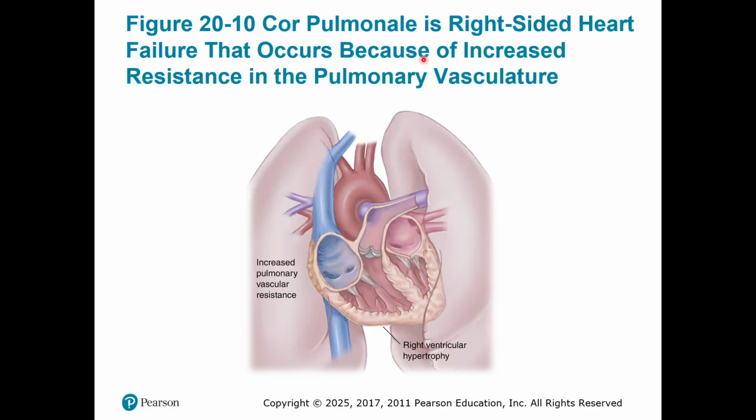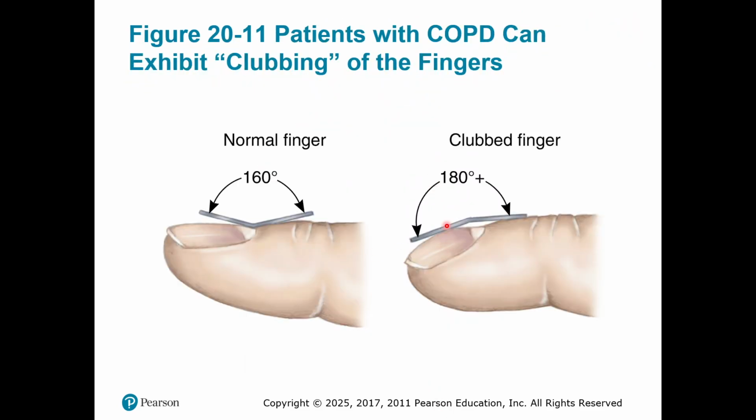Cor pulmonale is right-sided heart failure that occurs because of increased resistance in the pulmonary vasculature. Right. And then we can look at some clubbing here. See how these fingers are clubbed? They're more square.